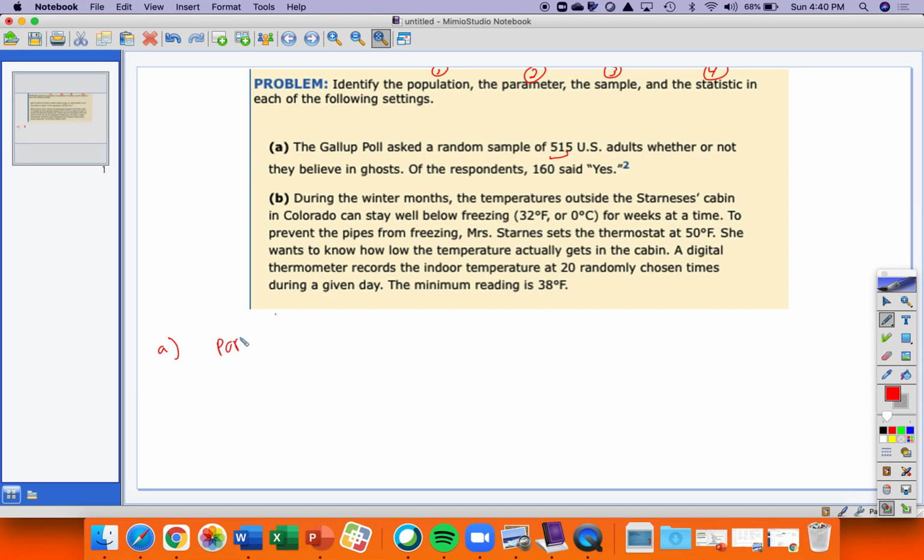What is the population? Well, the population is going to be the U.S. adults. All of the U.S. adults. Okay, because I asked U.S. adults about whether they believe in ghosts or not. Okay, so the sample is going to be the 515 U.S. adults that I asked. That's my sample.